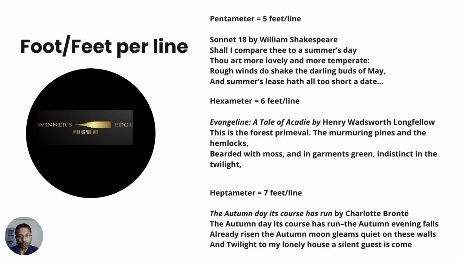And then we come to the very uncommon heptameter. This is one that I like in heptameter. So this is the example that I've given. The Autumn Day Its Course Has Run by Charlotte Bronte. The autumn day its course has run, the autumn evening falls. Already risen the autumn moon gleams quiet on these walls, and twilight to my lonely house a silent guest is come. So this is 7 feet per line, heptameter.